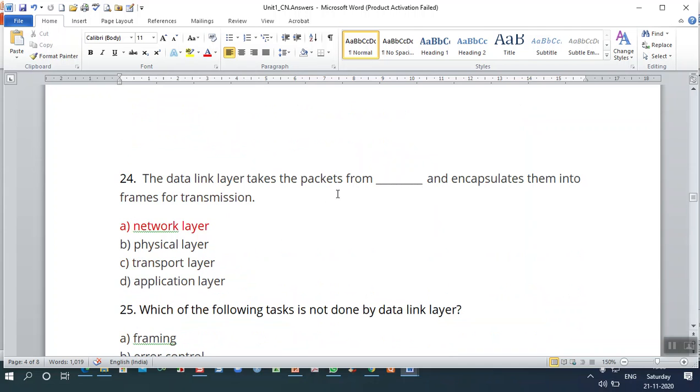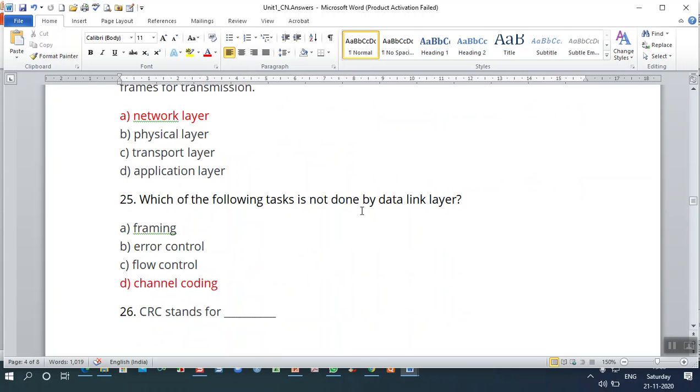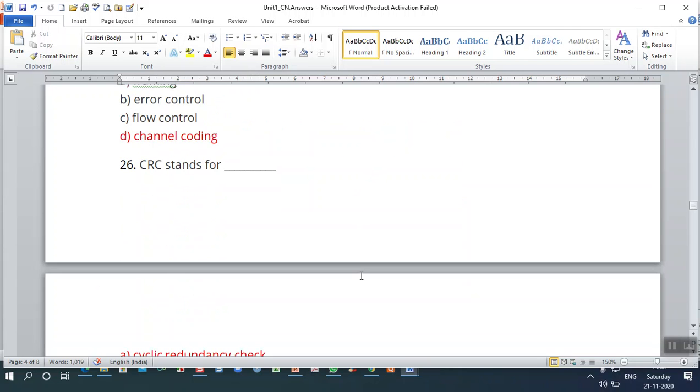The data link layer takes packets from the network layer and encapsulates them into frames for transmission. From which layer is the data link layer getting data? From the network layer. Which of the following tasks is not done by the data link layer? Framing is there, error control is there, flow control is there, but it won't do channel coding. Who is doing this channel coding? It is a physical layer responsibility.